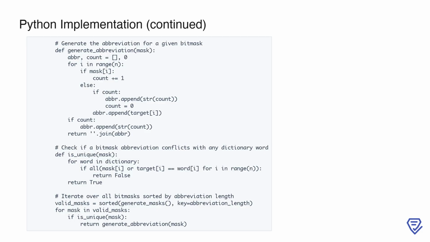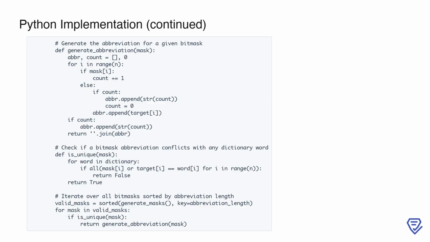Next, we implement the is_unique function, which checks if an abbreviation generated by a given bitmask is unique with respect to all words in the filtered dictionary. For each word in the dictionary, we verify whether the abbreviation conflicts by ensuring that either the bitmask allows abbreviation at a position or the characters of the target and the dictionary word match exactly at that position. If any word leads to a conflict, the mask is deemed invalid.